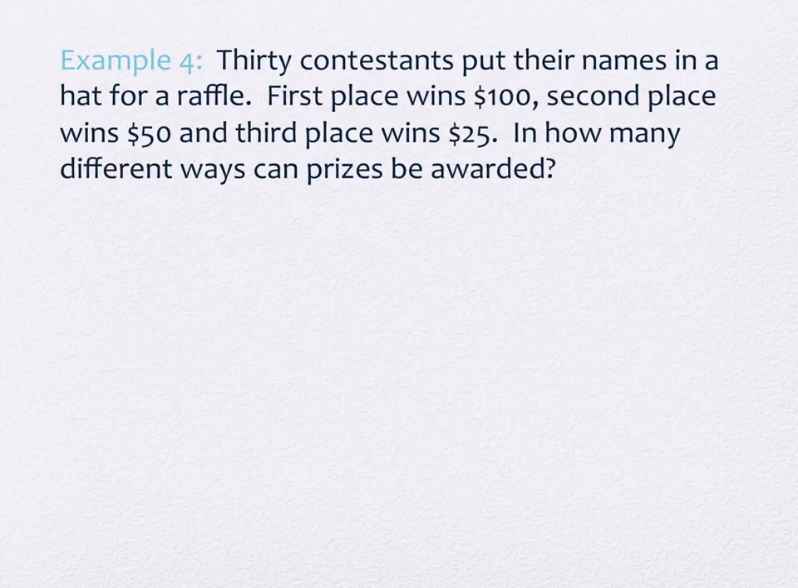Make sense? Then we're going to reach in, we're going to grab another one. That person wins the second prize of $50. Draw one third name, and the third person wins $25. And the other 27 people in the basket, we don't care what order we would have selected them in because we're not selecting them.